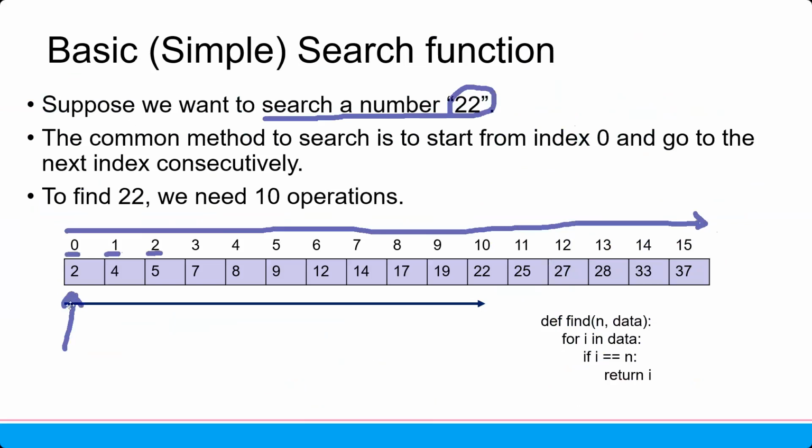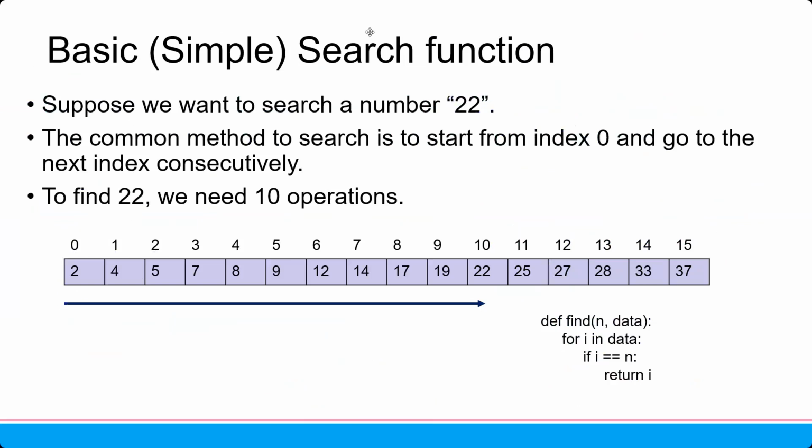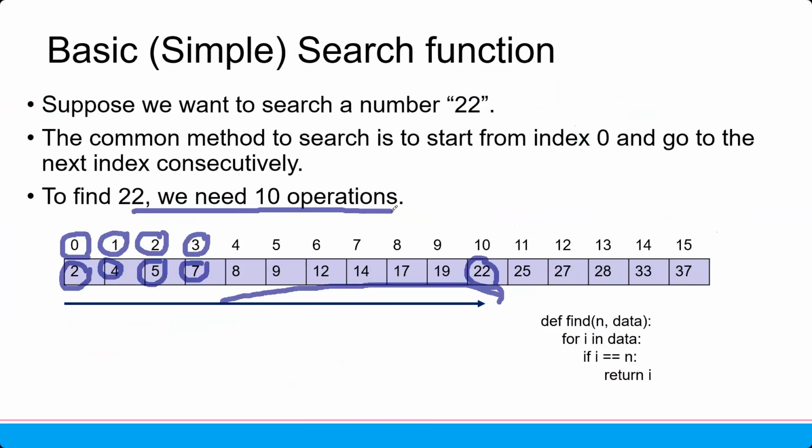If we start from index 0, we will check: is it 22? No. We go to the next. Is it 22? No. We go to the next. Is it 22? No. We go to the next. Is it 22? No. And so on, until this is 22. So it means we need 10 operations.